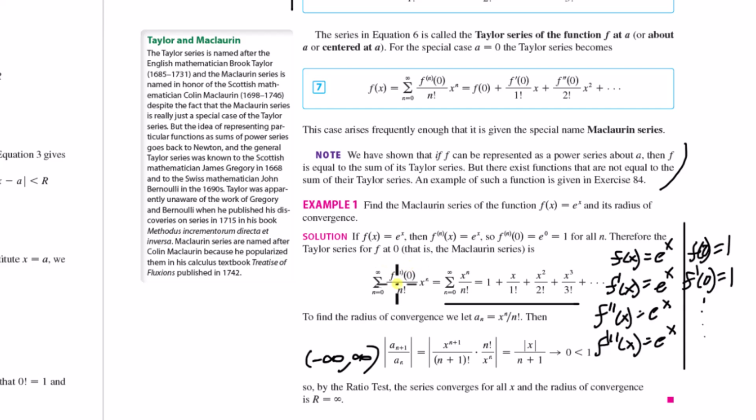So it's the nth derivative at the center point divided by n factorial times x to the n. Since a is equal to 0, the center point is 0, so it's just x to the n. And since e to the 0 is always 1, you just end up with x to the n over n factorial. So there's the Maclaurin series of e to the x.